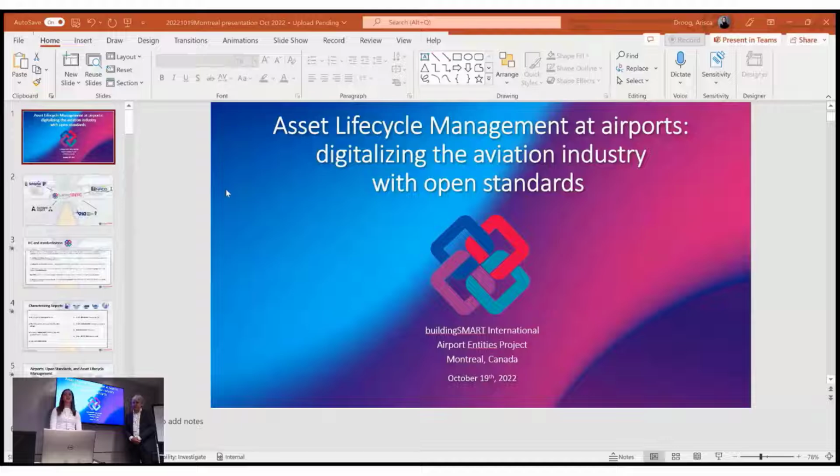Today, together with the team that we've been working on this topic within the airport room, we'll be talking a little bit about asset lifecycle management at airports. If you've joined our sessions before the last couple of years, you probably know that our topic was primarily focused on more of the technical part of the project that we've been working on. And today we want to take a step back and really discuss with you why we're doing this project, what we want to reach by the end of the airport entities project, and how we can move forward. So that's why the title is a little bit different: Asset Lifecycle Management at Airports, digitalizing the aviation industry by the use of open standards.